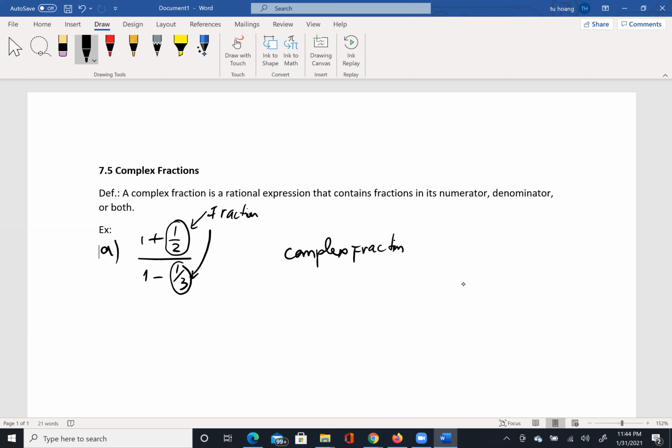So let's have another one. 5z over 7 over z. So you can see that it is also a complex fraction because the bottom has a fraction, right? Because the numerator has a fraction. So this is a complex fraction.